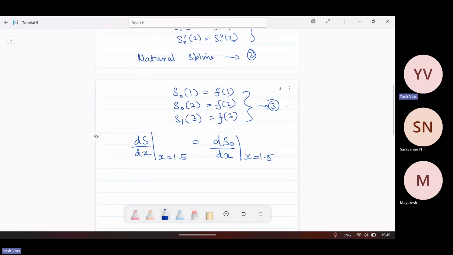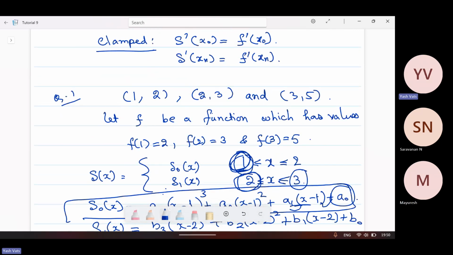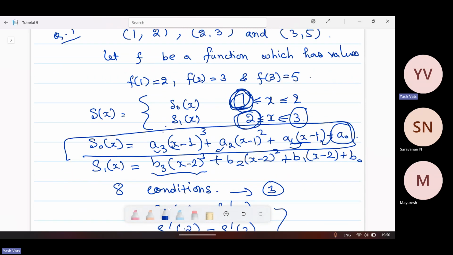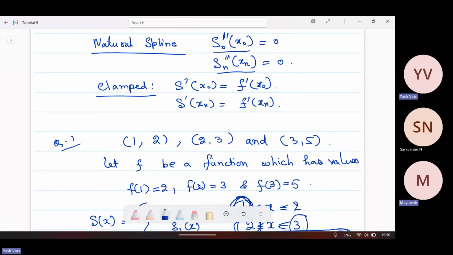Okay, I will explain using the conditions. In natural spline, you can see these types of conditions at the initial point, x0 is 1 here and x2 is 3 here. At the endpoints, you want the double derivative to be 0. It means the first derivative is a constant there, making it more smooth. In clamped conditions, the curvature is more precise.